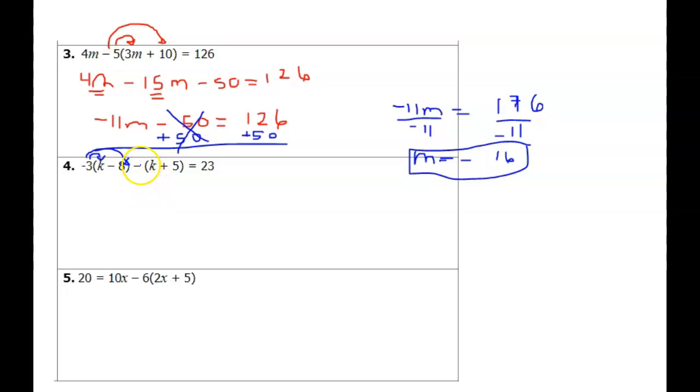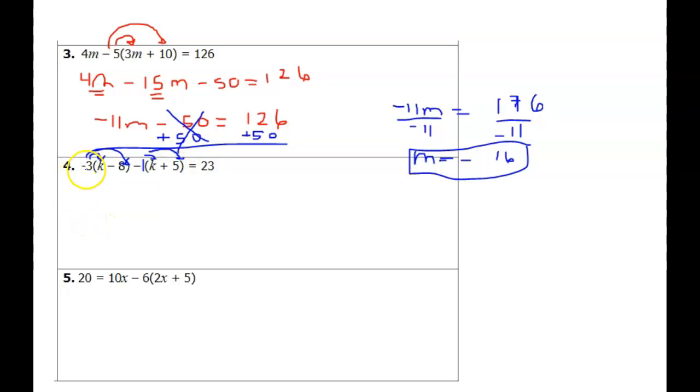Hey, guys, what is this? A negative outside of the parentheses. Can somebody tell me what number that is? A 1, right? So I need to distribute a negative 1 into this parentheses. It needs to dance with the k. It needs to dance with the 5.